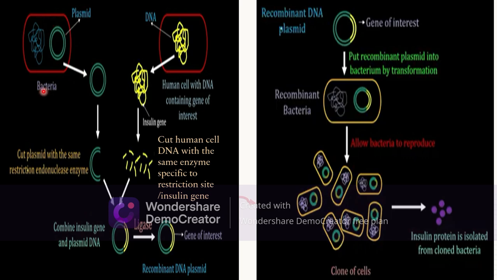We have a plasmid bacteria. From the bacteria we get a plasmid, and there is the human cell containing the DNA gene of interest. The insulin gene will be taken, cut from the edges, and then combined with the plasmid DNA with the help of DNA ligase, and the gene of interest will be formed as a recombinant DNA plasmid. Then the recombinant DNA plasmid is put into the bacteria, and then the bacteria will reproduce clones of cells in a cloning vector, and then at the end we get insulin.